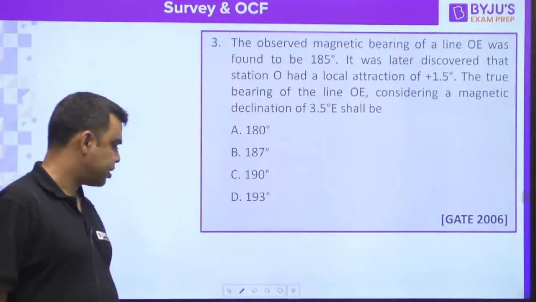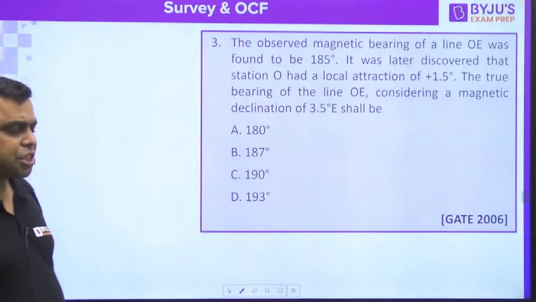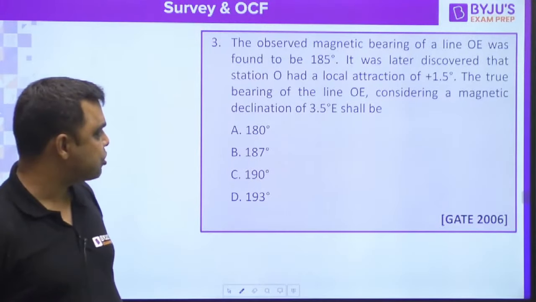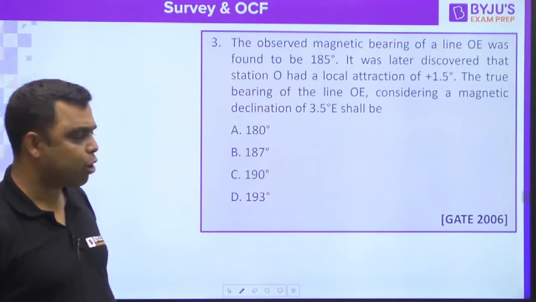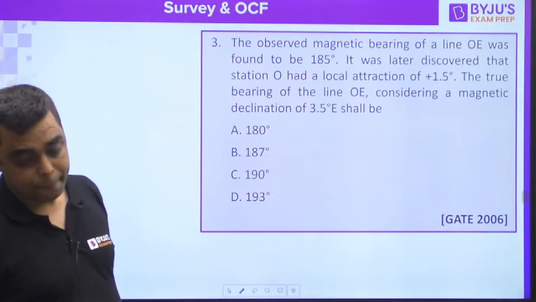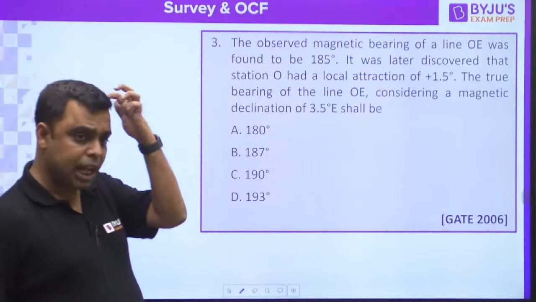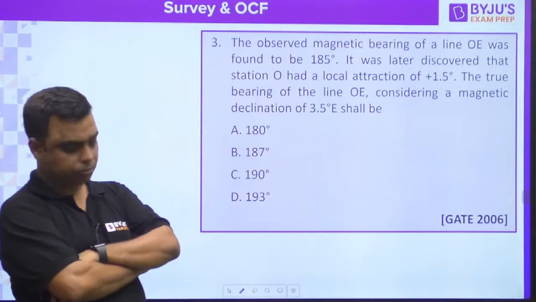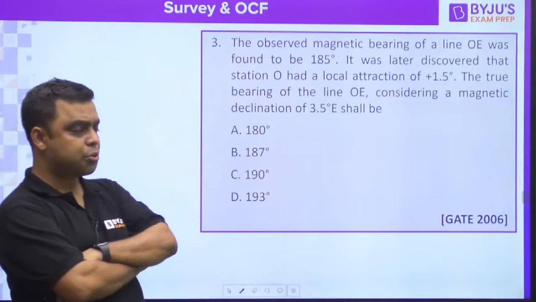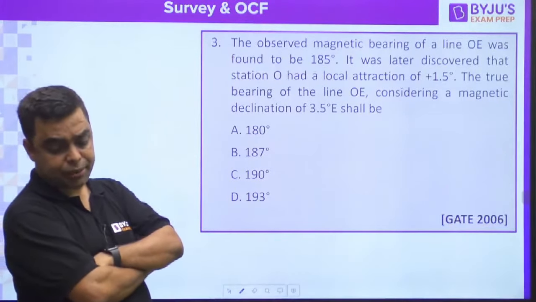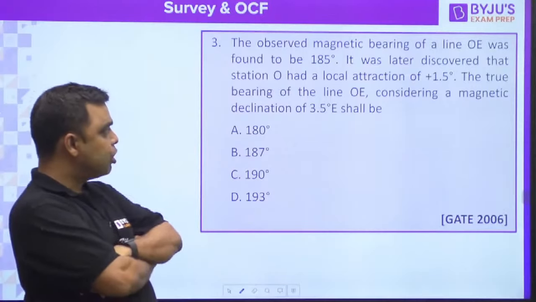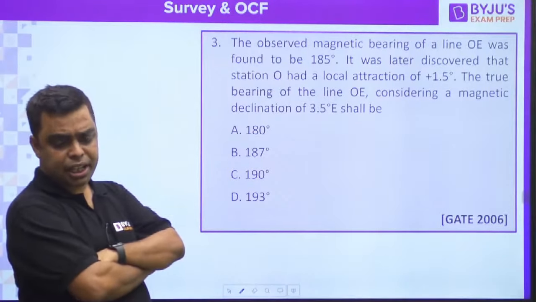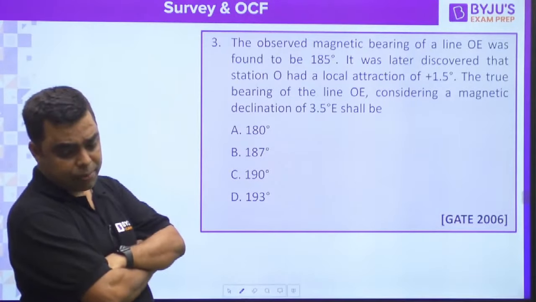Chaliye, next question. So guys, this is the question, and many times I have solved this question. Some of you might be remembering the answer also. Tell me what is the answer. This question pertains to 2006 GATE. Question is of compass surveying of the topic local attraction and declination both. Tell me what is the answer.